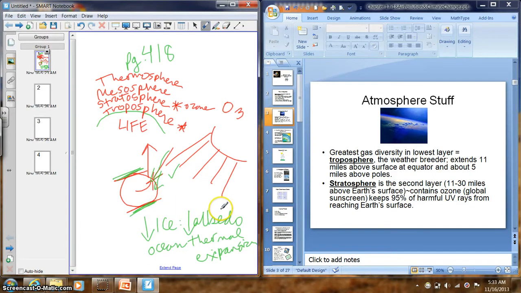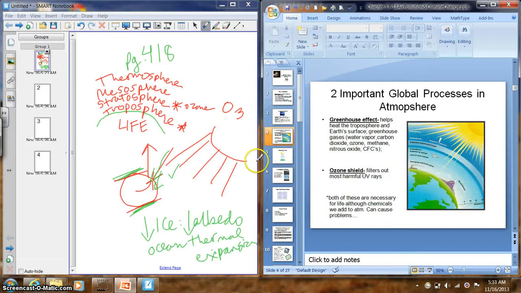The stratosphere is the second layer up. In this slide, it says 11 to 30. In your book, it says 10 to 16. Again, it varies, and that's simply because of the amount of ozone that's being destroyed or formed and where you are in the atmosphere above the Earth. So we learned that the stratosphere helps to protect us from the harmful UV radiation.